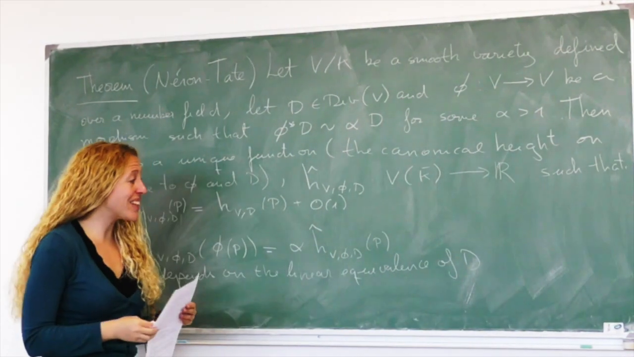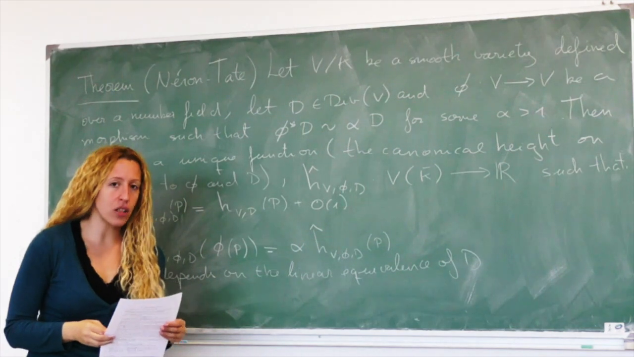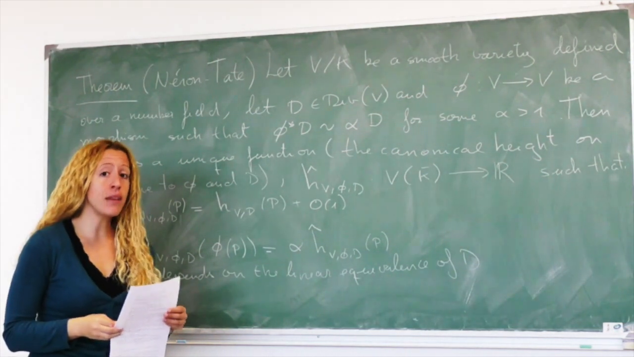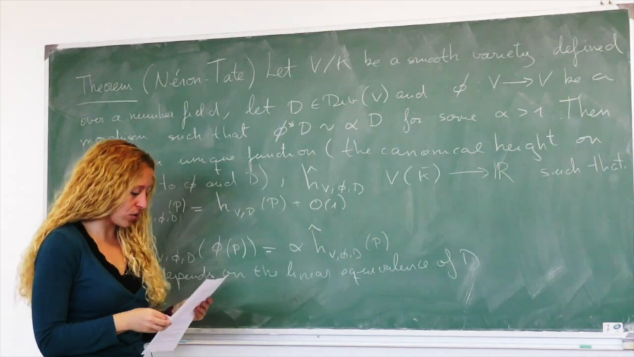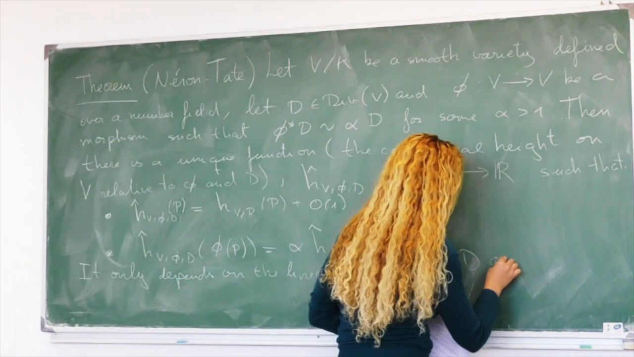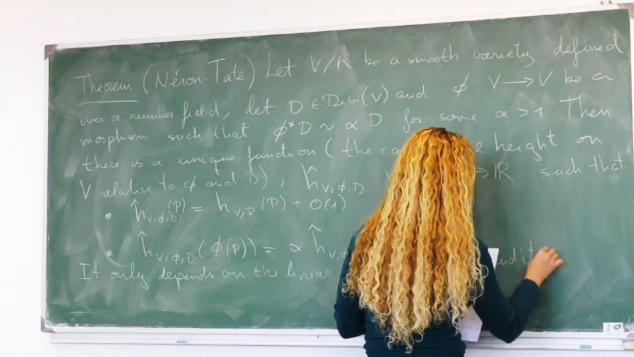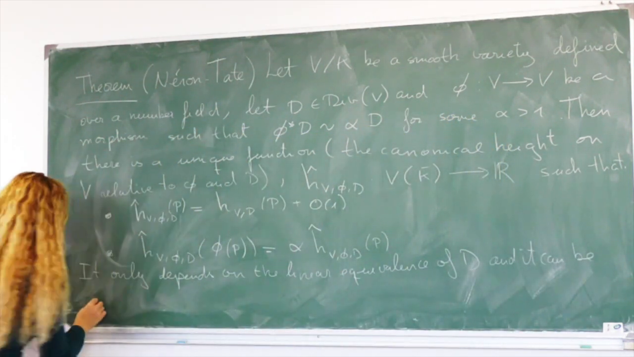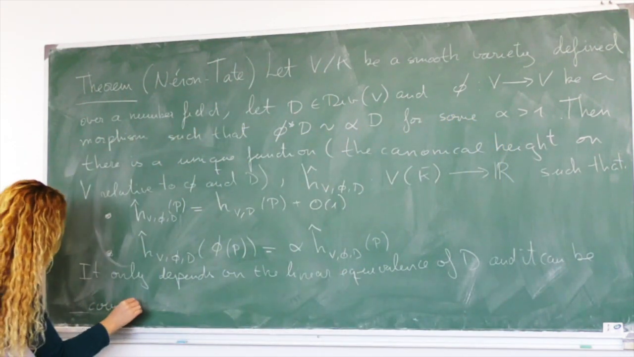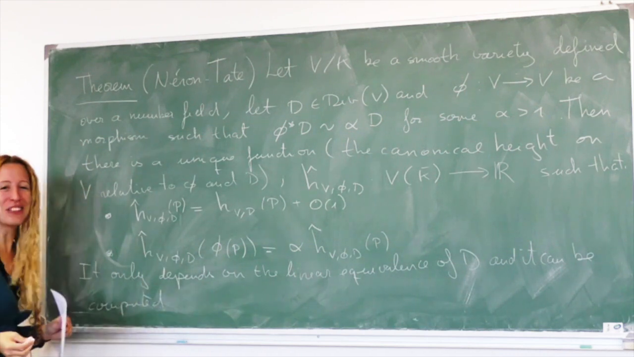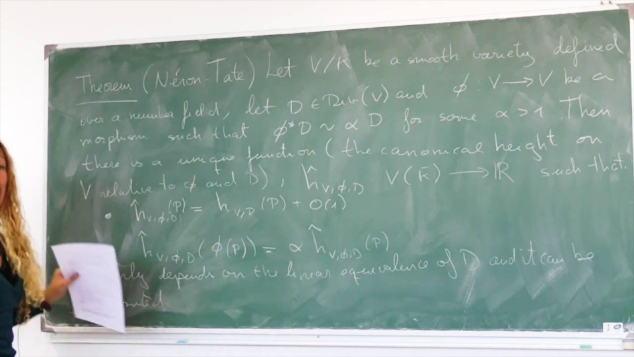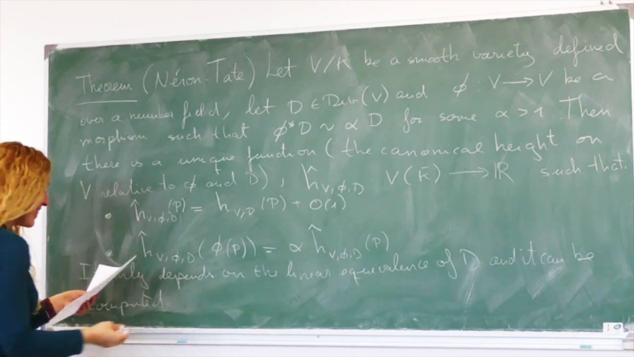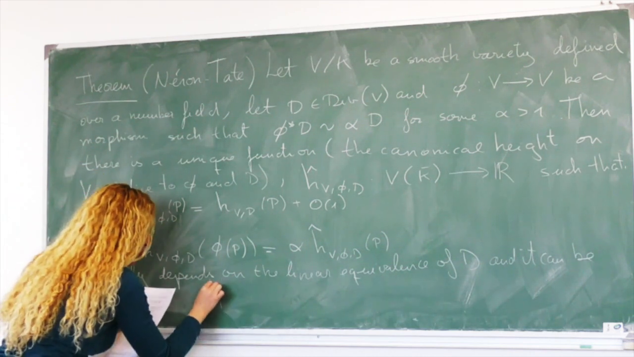So, it doesn't depend anymore explicitly on the divisor. It really only depends on the linear equivalence of the divisor. And this is the nice thing. It can be computed explicitly, as you will see. So it can be computed explicitly with the following formula.